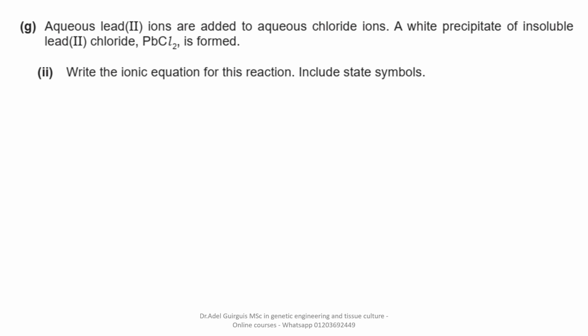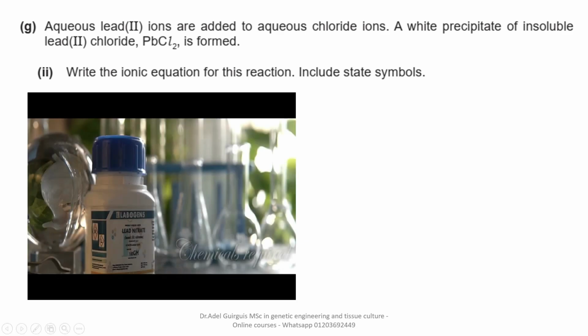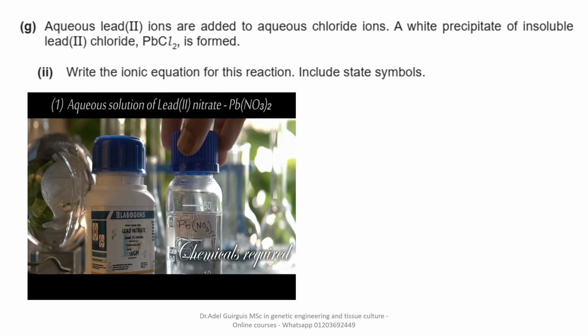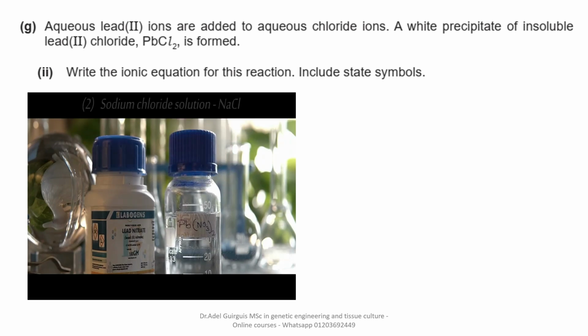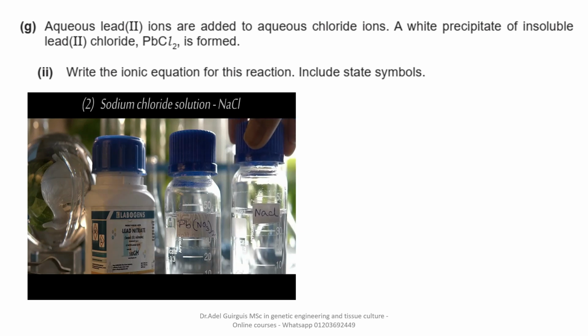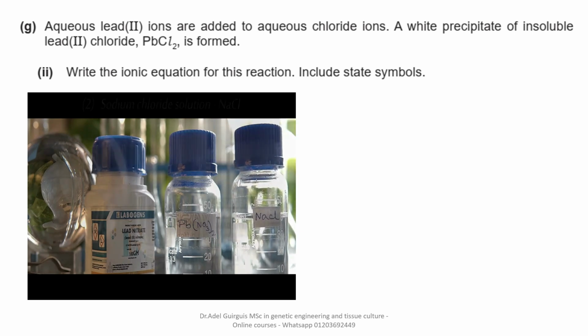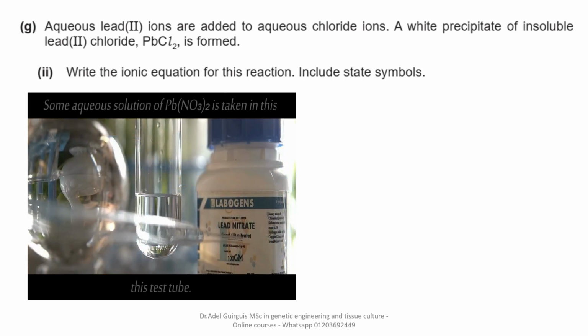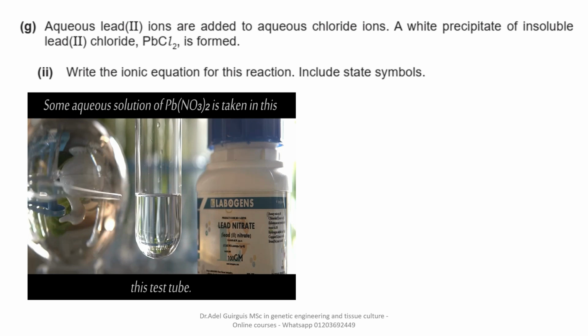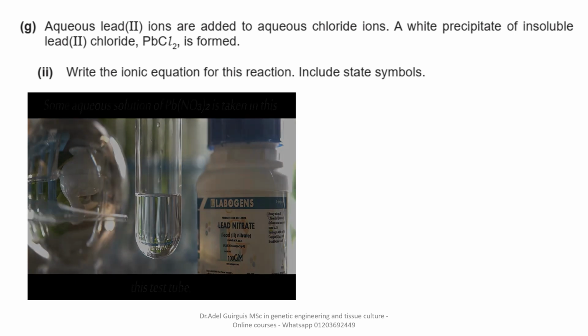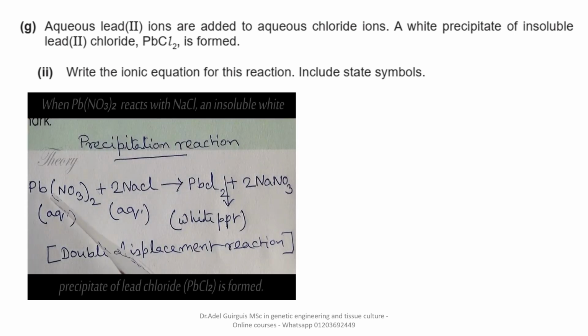Double I. Write the ionic equation for this reaction. Include state symbols. Here, look at this video about the reaction between lead(II) nitrate and sodium chloride. For example, this bottle contains lead nitrate salt, and we prepare a solution of lead nitrate, Pb(NO3)2. It's a colorless solution. Also, a soluble solution of NaCl. Look, we add lead(II) nitrate in a test tube and just a few drops of sodium chloride. What would happen? An immediate white precipitate is formed.